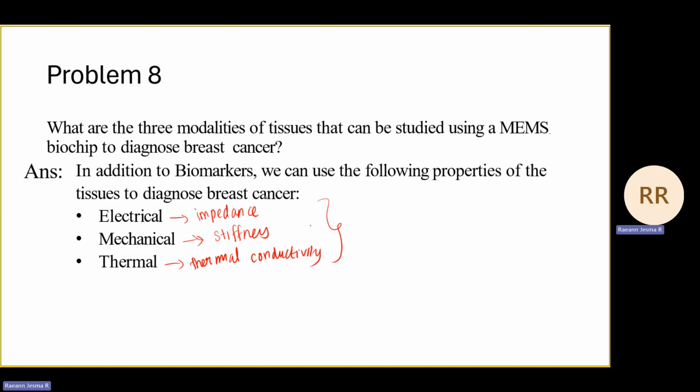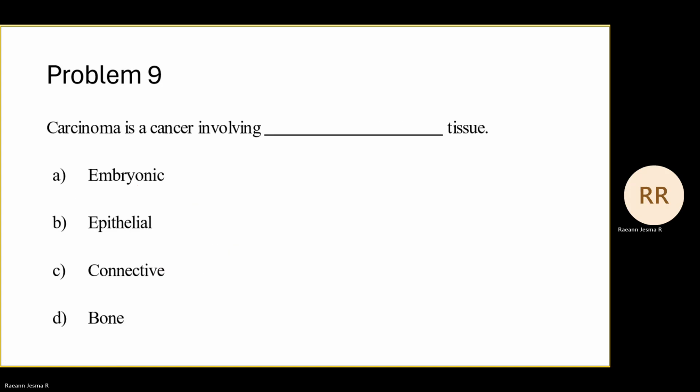One important advantage of using these properties to diagnose is that if certain people test negative for the biomarkers but they actually have cancer, then instead of measuring the biomarker concentration, if they measure the properties of the cancerous tissue, they can diagnose the disease. So now let's move on to the next problem.